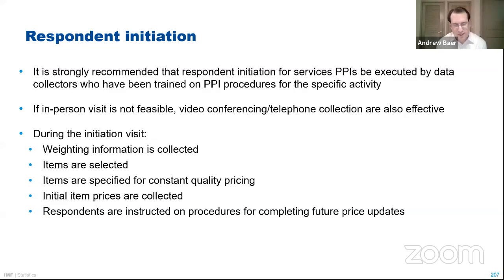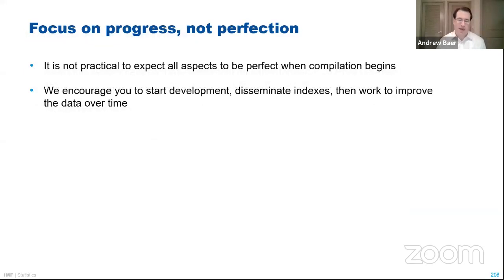All right, we also need to collect our initial item prices, and we want to instruct our respondents on the procedures for completing future price updates. So if they're going to get a call from an enumerator every month, we want to explain that process to them so it's predictable for them. And ideally, if there's anything that can be customized based on their preference, that we communicate that to them as well. Remember, the easier it is for the business to complete the survey, the more likely it is they'll do it.